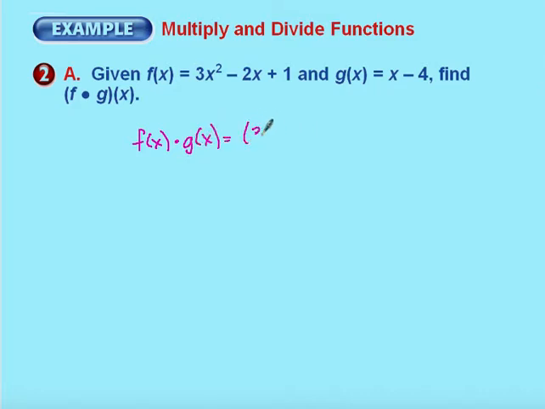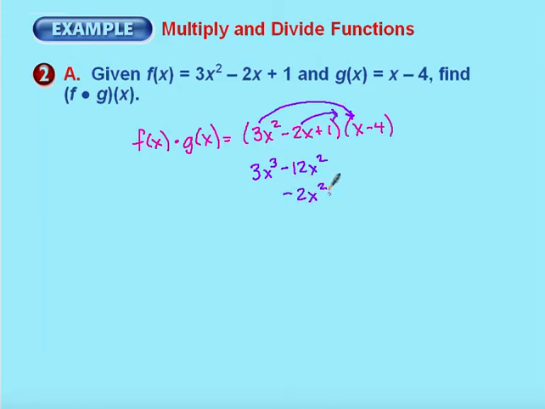Now when I do that, that gives me 3x squared minus 2x plus 1 times the quantity of x minus 4. So I have some distribution to do. I'm going to go ahead and distribute that 3x squared first. That's going to give me 3x cubed minus 12x squared. And then I'll distribute the negative 2 of x. That's going to give me negative 2x squared, and that will give me plus 8x, and then I'll distribute the 1, plus x minus 4.